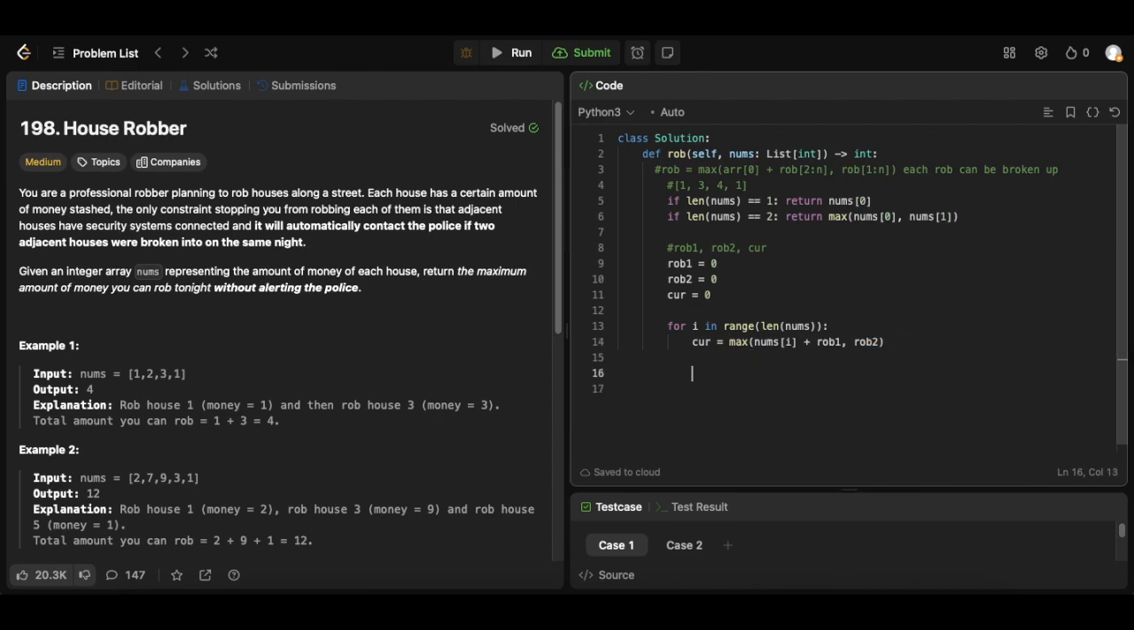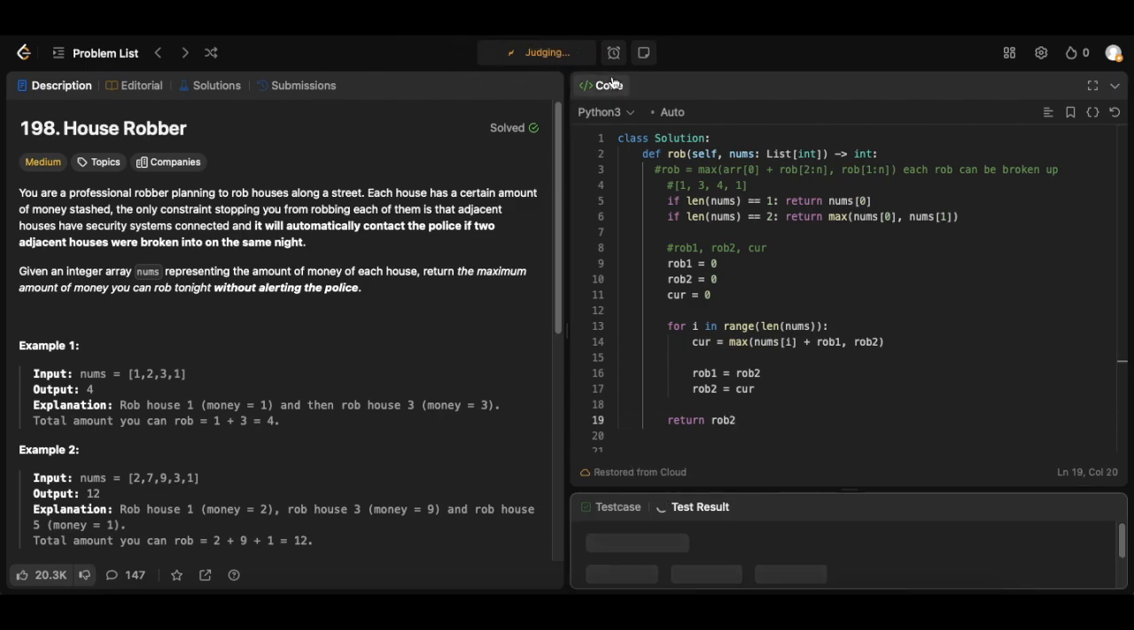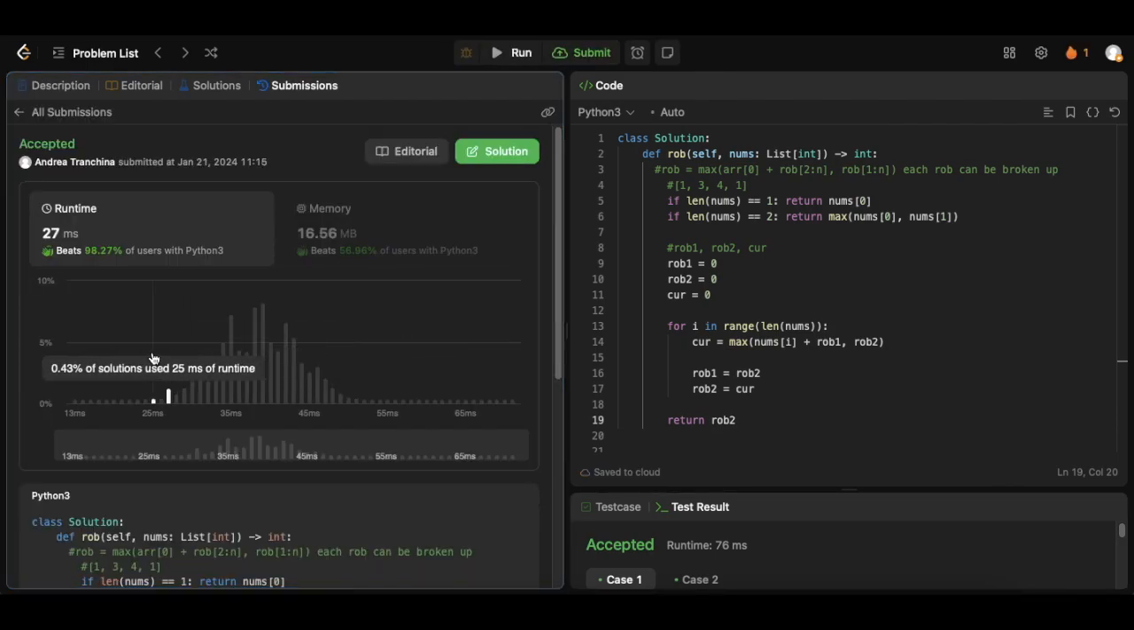Then we just need to move our pointers along. So we're going to make rob1 equal to rob2, and rob2 equal to our current pointer. And our current pointer will be found in the next iteration. When we're done with the for loop, we could just return either rob2 or cur. And let's make sure this runs. And we see that it works efficiently.